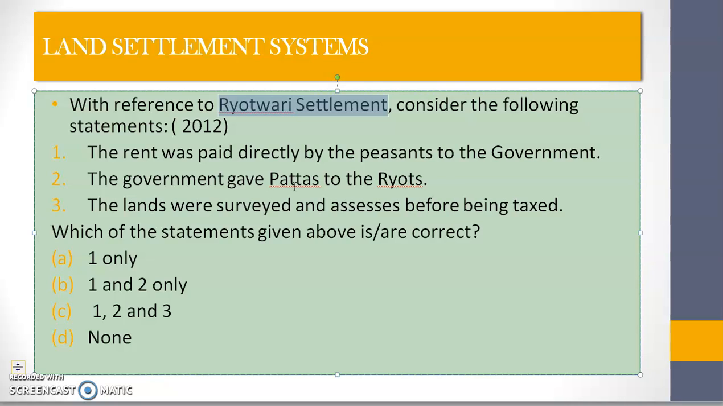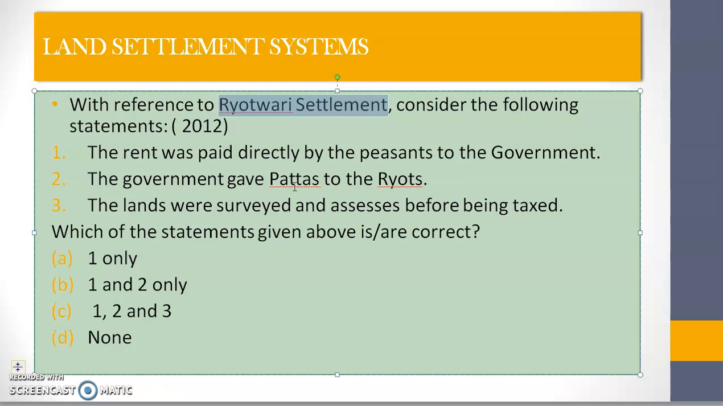Under this settlement, peasants were recognized as owners of the land, and the rent was paid directly by the peasants to the government. The peasants could sell, mortgage, or lease the land as long as they paid their taxes. However, if they did not pay their taxes, they were to be evicted.